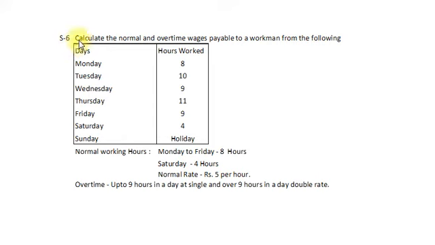Next sum. Calculate the normal and overtime wages payable to a workman from the following data. Here we have two columns, days and hours worked. Days: Monday, Tuesday, Wednesday, Thursday, Friday, Saturday and Sunday. On Monday hours worked 8 hours, on Tuesday 10 hours, on Wednesday 9 hours, on Thursday 11 hours, on Friday 9 hours, on Saturday 4 hours and Sunday holiday.